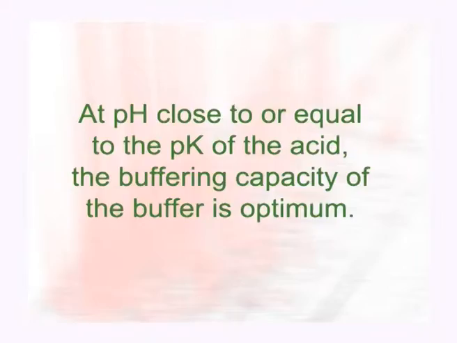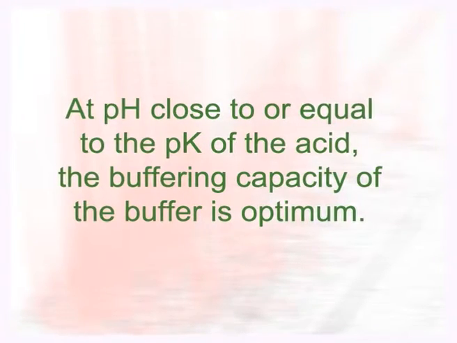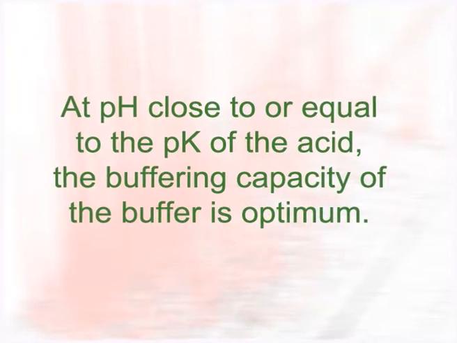Buffer range denotes the pH over which the buffering capacity of a buffer is optimum. It has been observed that at pH close to or equal to the pK of the acid, the buffering capacity of a buffer is optimum. However, buffer range is somewhat arbitrarily defined as the pH range over which the optimum buffering capacity of the buffer does not decrease by more than 30%.